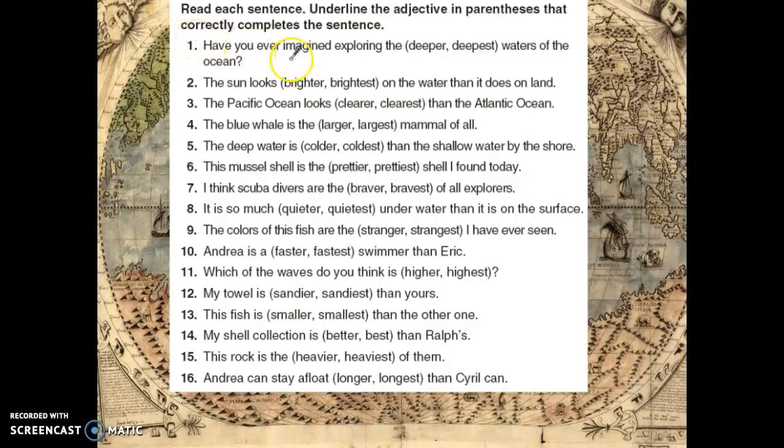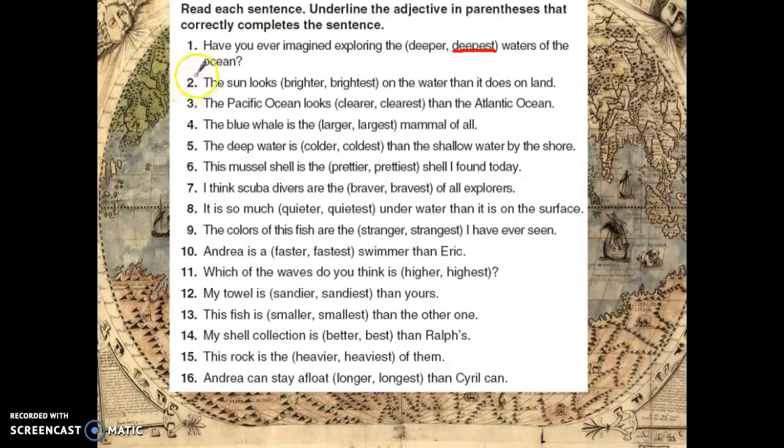Let's do the first two together. Number one says, have you ever imagined exploring the blank waters of the ocean? Well, waters of the ocean, there's more than two waters in the ocean. So I'm going to need the one that ends with EST, the superlative form, deepest. Have you ever imagined exploring the deepest waters of the ocean?